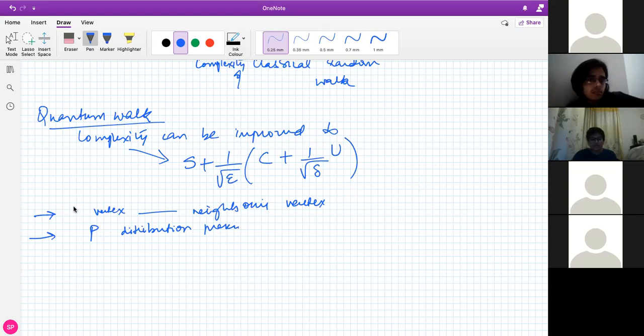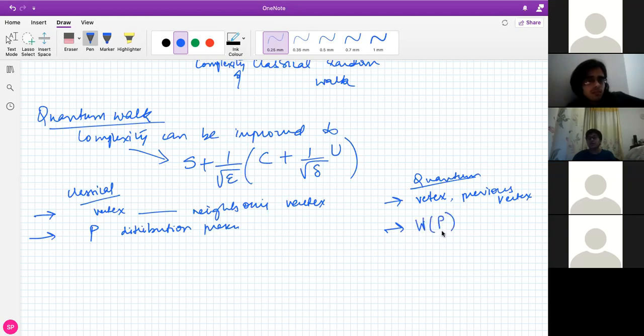But in the quantum case, we're going to do something a little different. Our state at any point of time is not going to be a single vertex, but a vertex and the previous vertex. So we are going to keep 2 registers, one for the current vertex and one for the previous vertex. And instead of a distribution preserving matrix, we would like a unitary, which is a norm preserving matrix. So we'll have something related to P, but not exactly P. These are the 2 things that we're going to do differently.